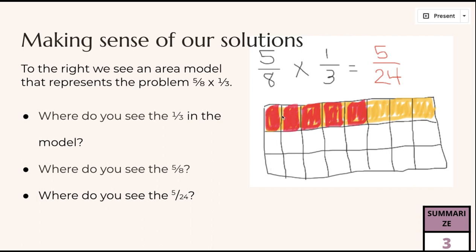Now, if you want to shade the whole column, that is totally fine. Just remember that our answer is where the 2 colors overlap. So where do we see the 5/24? We see it where those 2 colors overlap, the red and the yellow.